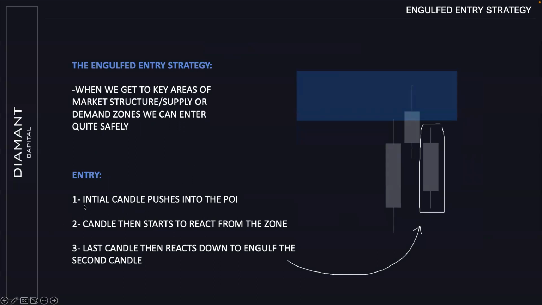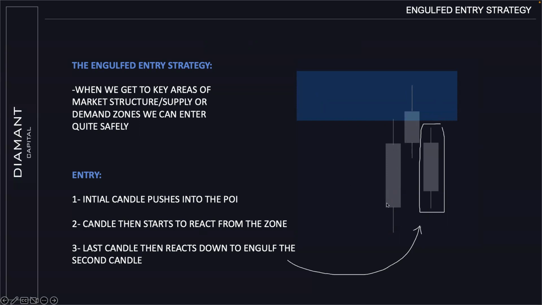Number one, the initial candle pushes into the point of interest. So let's say on the higher time frame up here, we've got a supply zone. On the higher time frame as well, we're looking bearish, so we're looking to sell. We've now had that pullback to the top of the supply zone, and now we're just waiting to actually enter from this. What it's going to look like is price will initially push into the area, and the candle then starts to react from the zone. As we're moving into the zone, it starts to react to it. This may happen within one candle or a few candles.